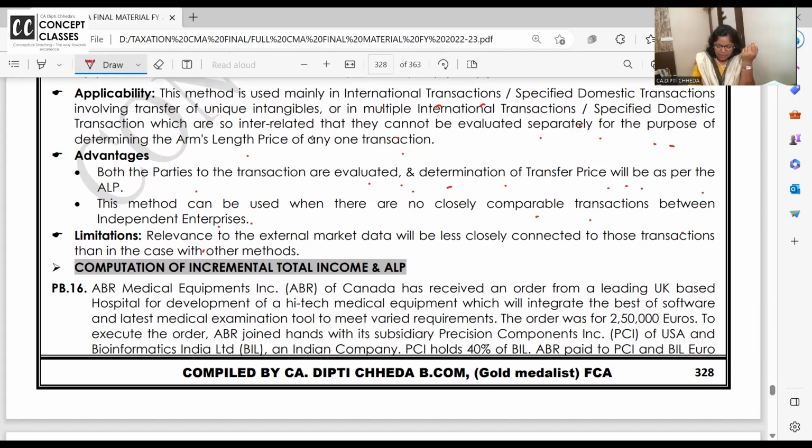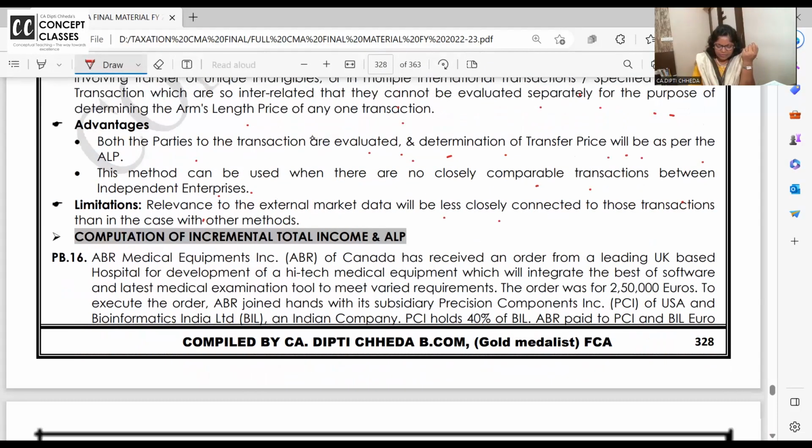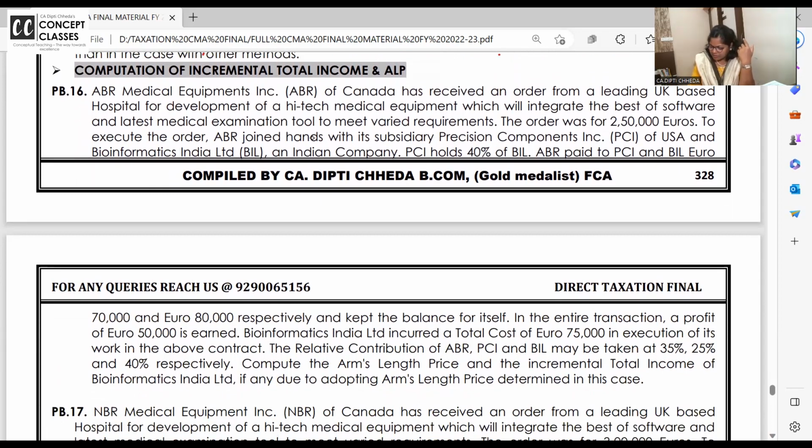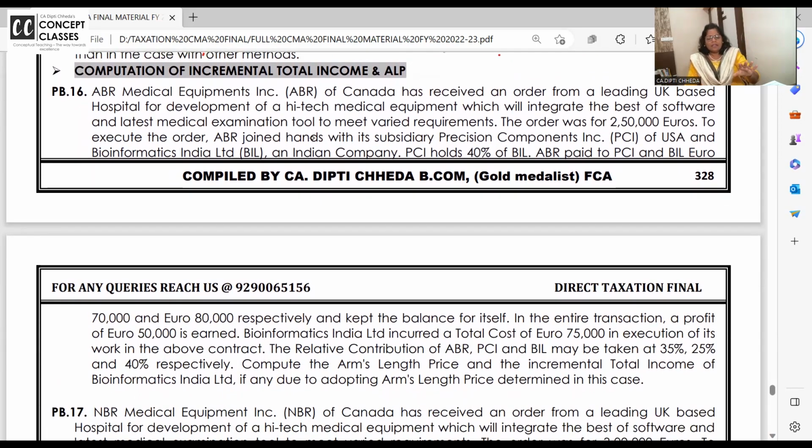So relevance to the external market: data and all should be reliable, on what basis you are splitting the profit. Let us quickly do two problems. One is from your book and another is exactly the same problem from a past exam. तो वही करते हैं. अच्छा सिंपल प्रॉब्लम है और 5 मिनट में हो जाएगा. देखो, the easiest of all the methods is profit split method. If you see it in the exam, don't leave it.